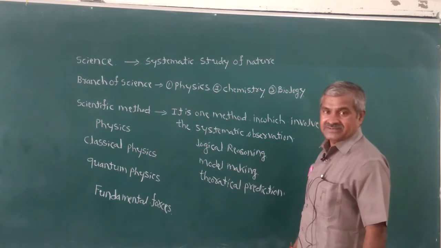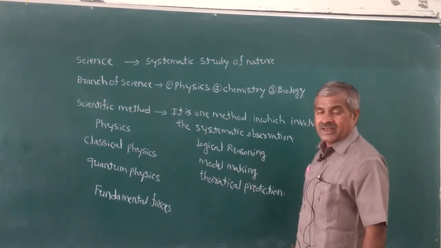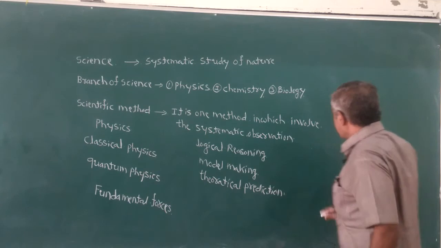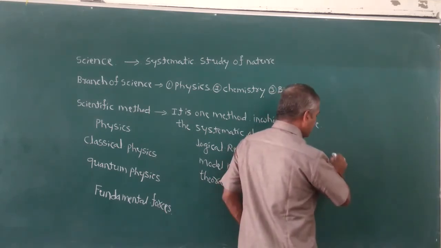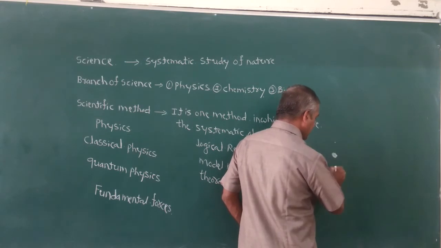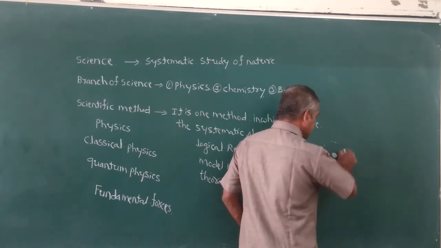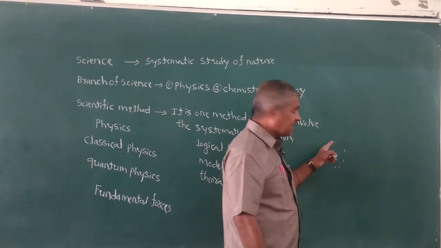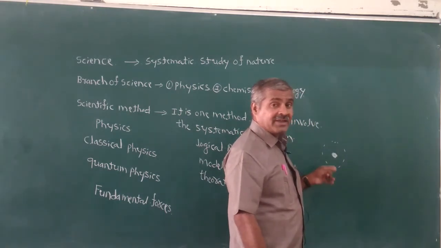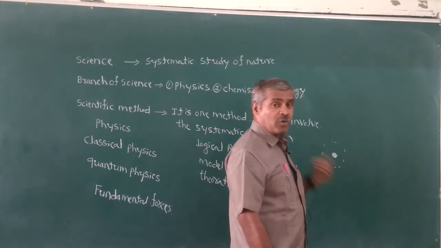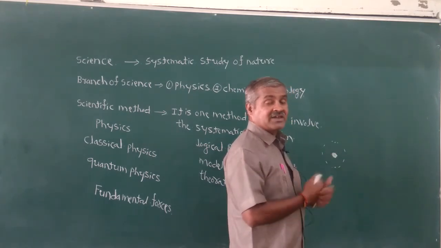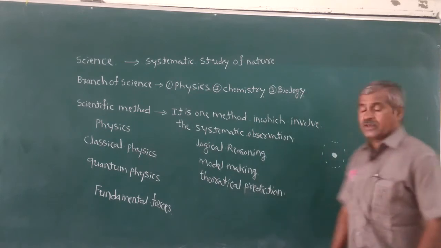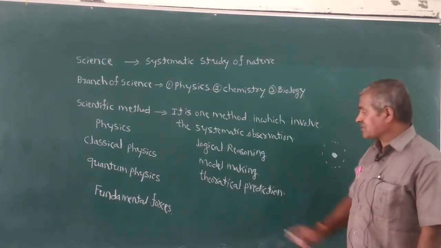And that is model making. Can you see the electron with naked eyes? No, but we represent it. This is the nucleus, and some particles revolving around the nucleus are called electrons. Has anybody seen an electron? No. Although, by making a model, or by using that model, we are studying physics. That is called model making.